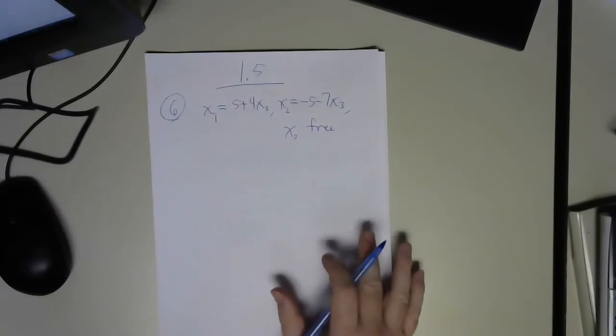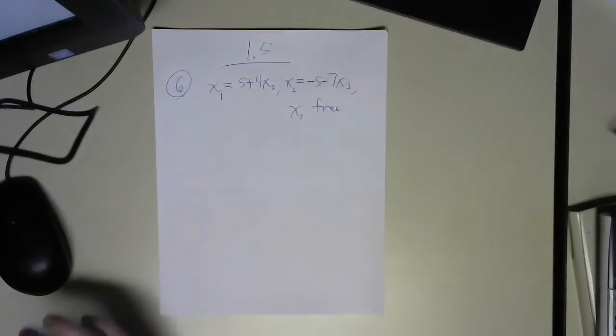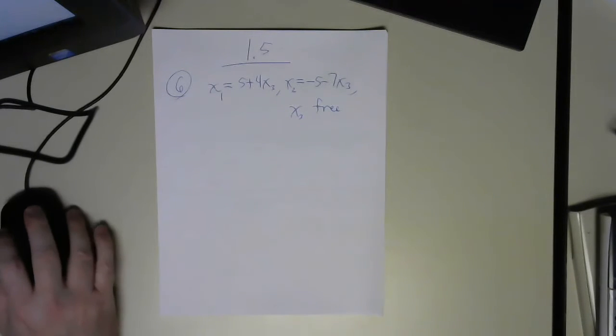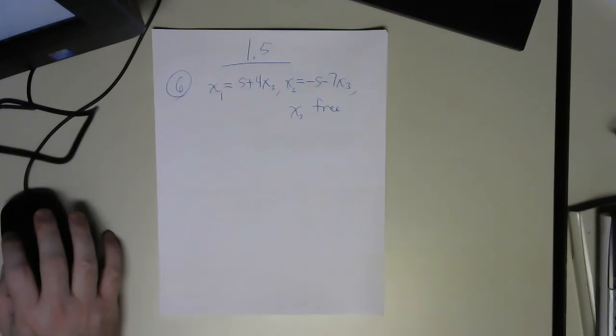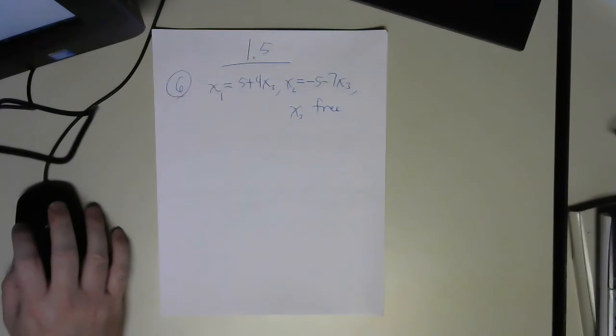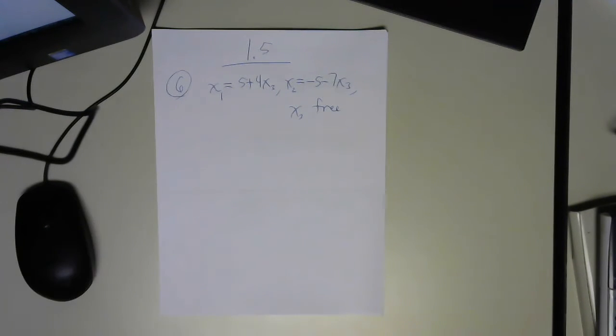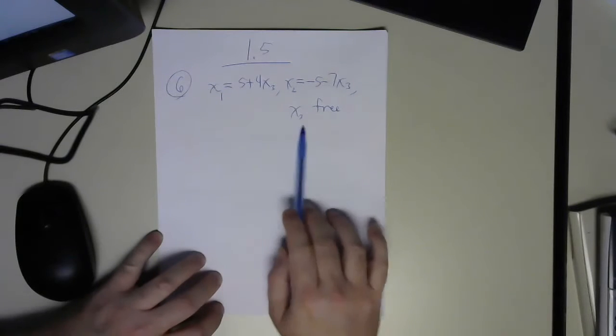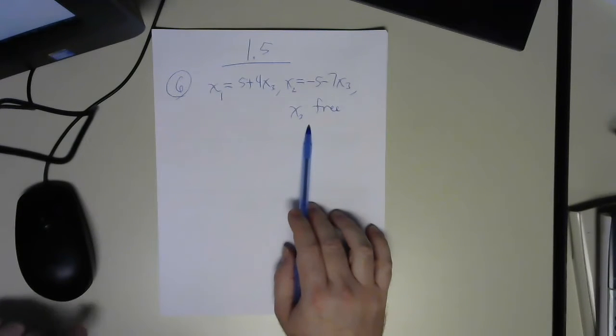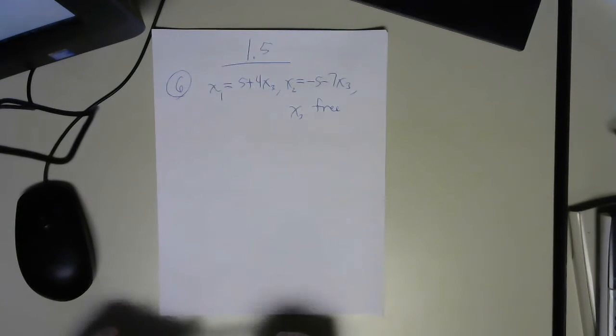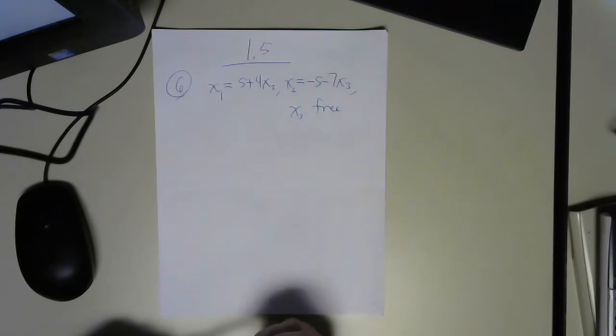This is number 6 from section 1.5. I thought this problem was kind of fun and kind of interesting. Let's read the instructions. It says, suppose the solution set of a certain system of linear equations can be described as follows. Use vectors to describe this set as a line in R3. So they're basically telling us that this is a line in R3. So how are we supposed to decide that or determine that?